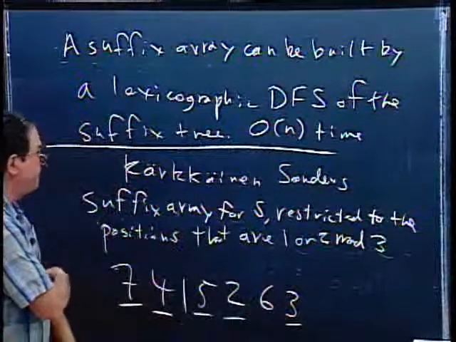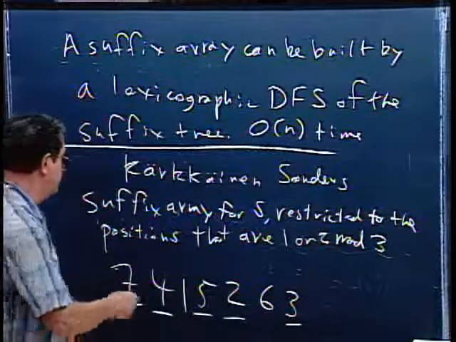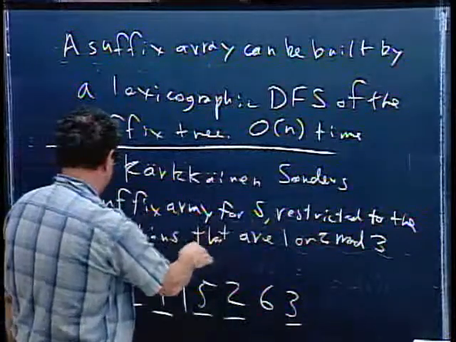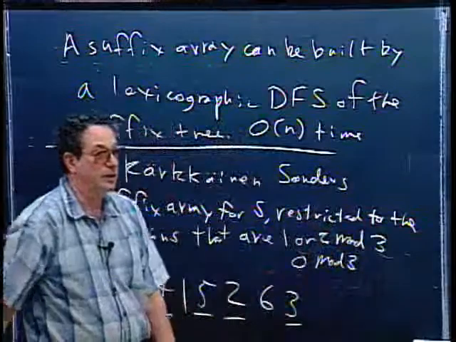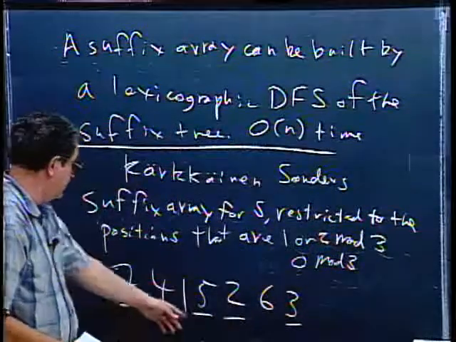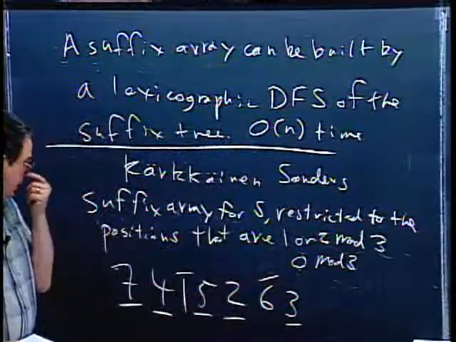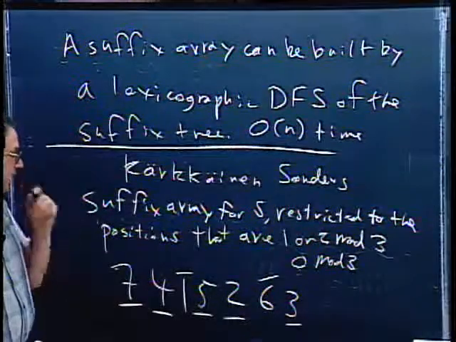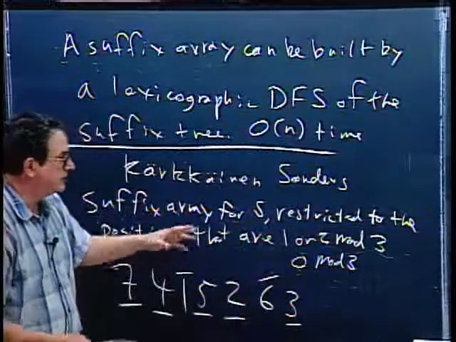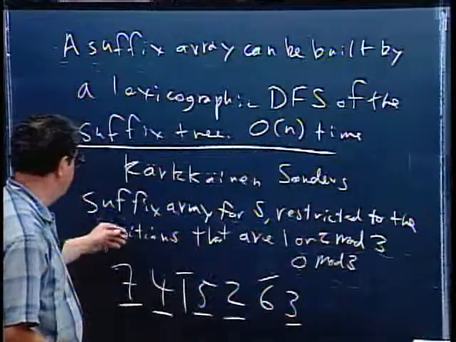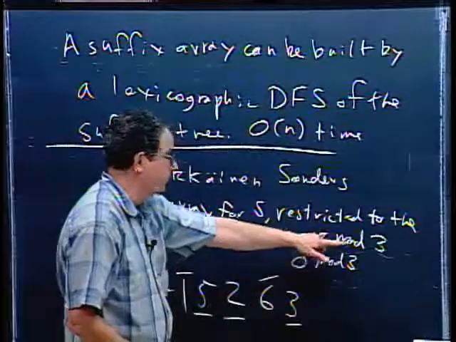And then also in the Kärkkäinen and Sanders method, they're going to find a suffix array for S restricted to positions that are 0 mod 3. Okay, and then so that is all the other ones. So it would be this one and this one, in this little example. And then they're going to merge these 2 restricted suffix arrays and get a suffix array for the entire string. Well, that's the game plan. Let me start telling you how you find the restricted suffix array for positions 1 or 2 mod 3.